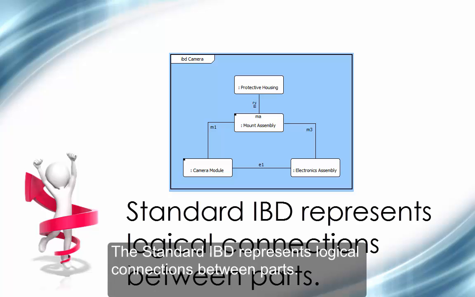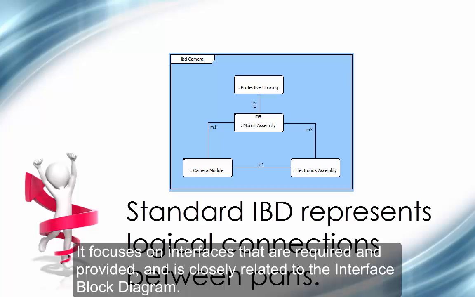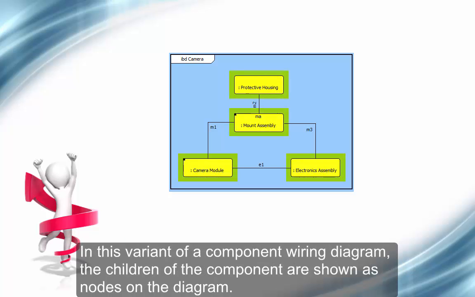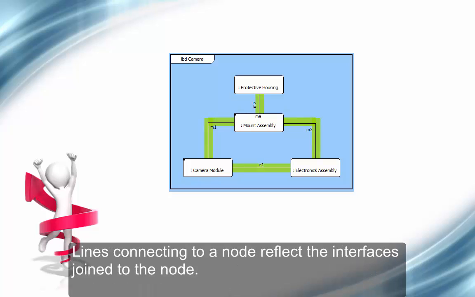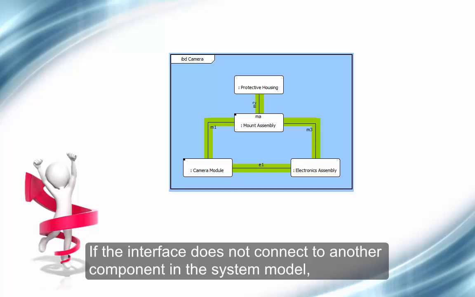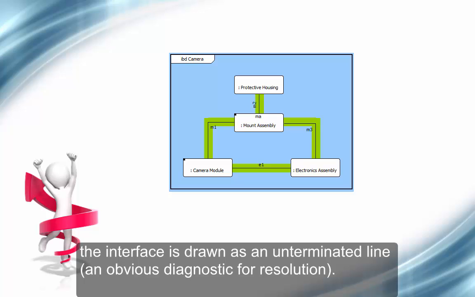The standard IBD represents logical connections between parts. It focuses on interfaces that are required and provided, and is closely related to the interface block diagram. In this variant of a component wiring diagram, the children of the component are shown as nodes on the diagram. Lines connecting to a node reflect the interfaces joined to the node. If the interface does not connect to another component in the system model, the interface is drawn as an unterminated line, an obvious diagnostic for resolution.